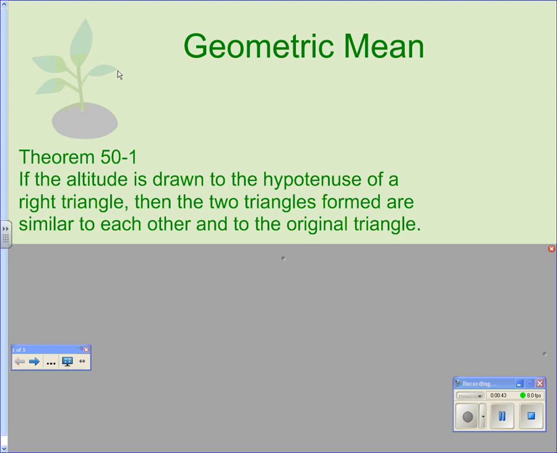All right, the altitude is drawn to the hypotenuse of a right triangle. Then the two triangles formed are similar to each other and to the original triangle.